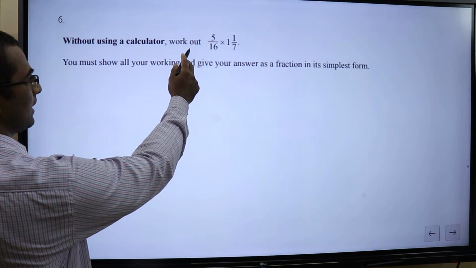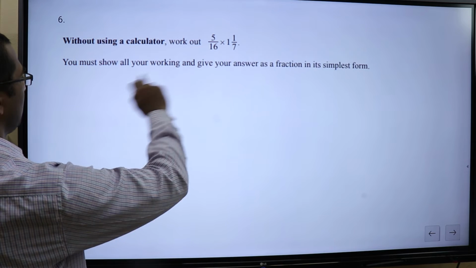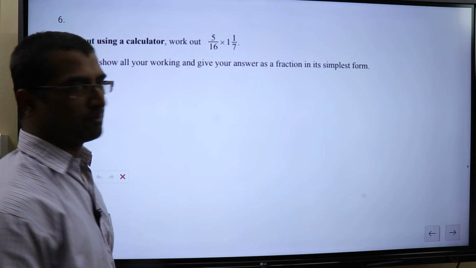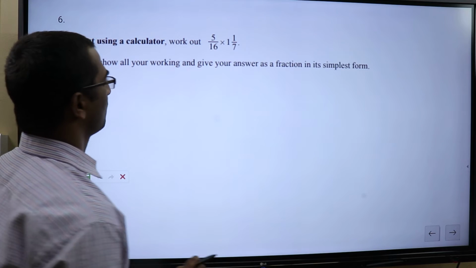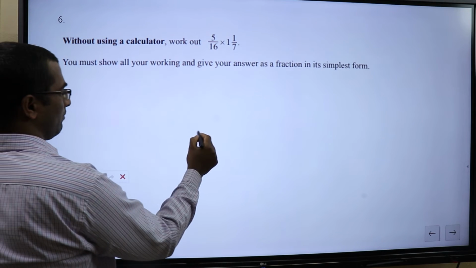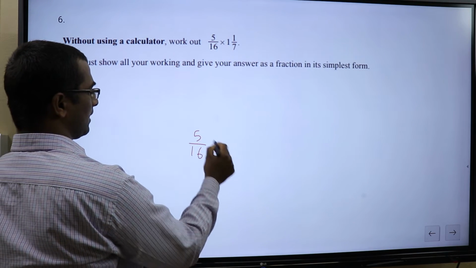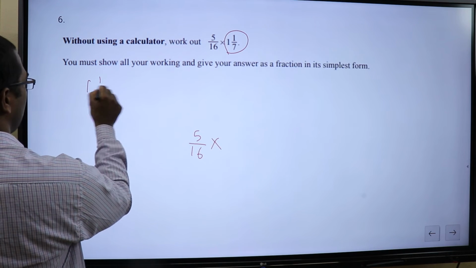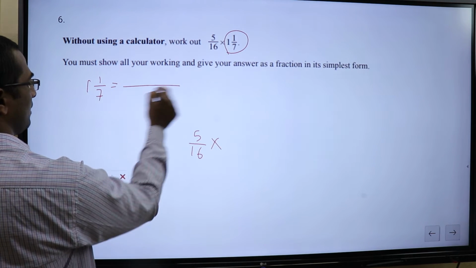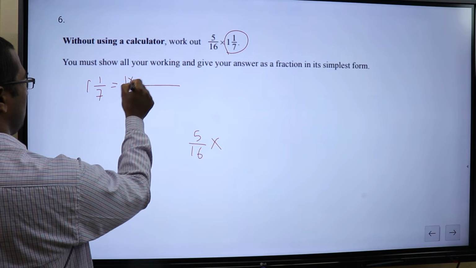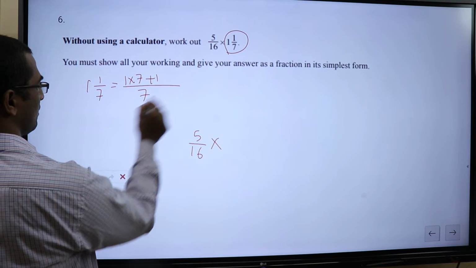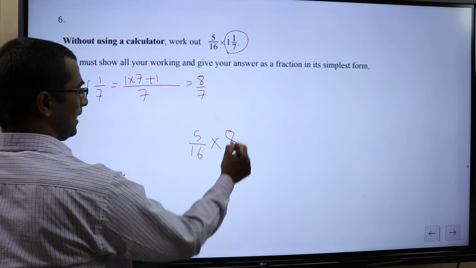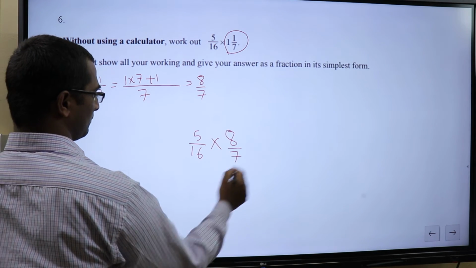Without using a calculator, work out 5/16 × 1 1/7. You must show all your working and give your answer as a fraction in its simplest form. So 5/16 directly I can write. I need to change this one. How much will 1 1/7 become? 7 here, numerator will be 1 × 7 + 1. So that is nothing but 8/7. So write here 8/7.